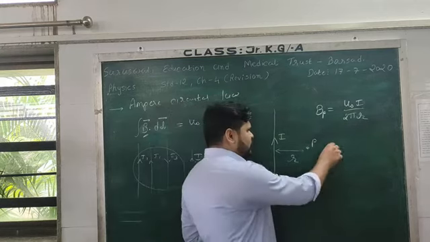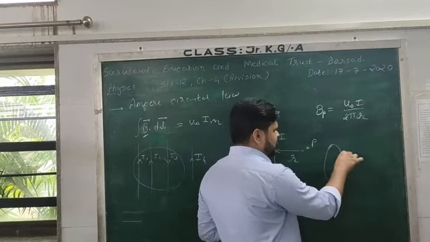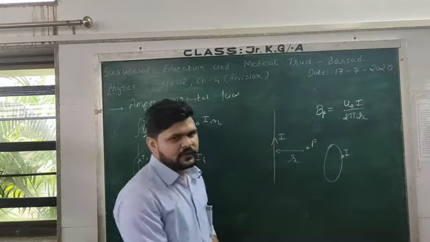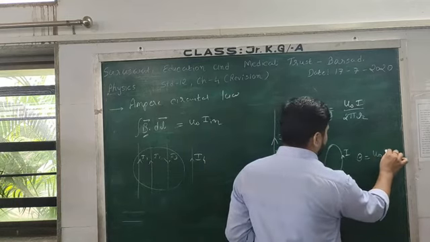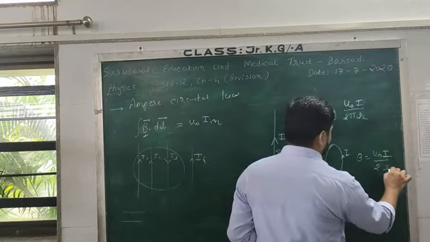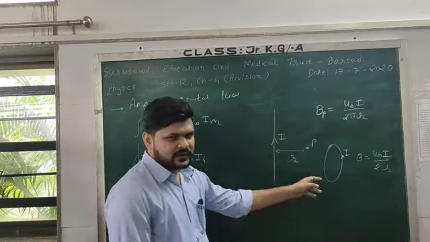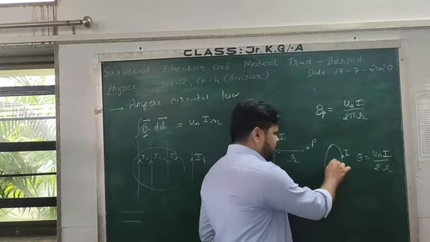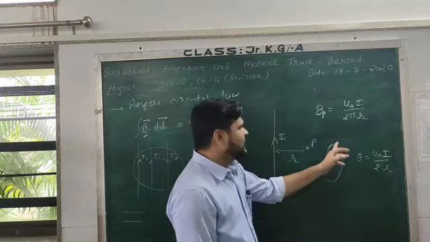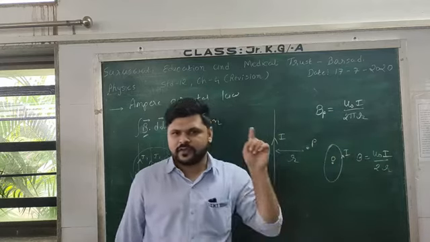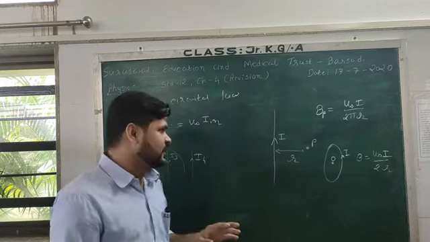But when we want to find the magnetic field due to a ring, then the formula is B equals mu 0 I upon 2r. There is no pi. In a ring there is no pi at the center. This is the formula of magnetic field at the center. So there is no pi in the ring, but there is pi in the wire. Okay, so this is Ampere's circuital law.